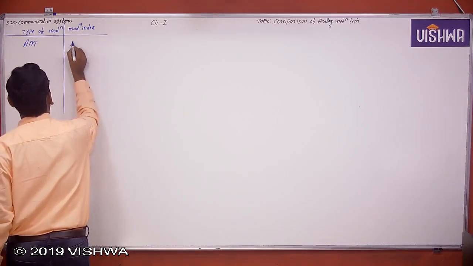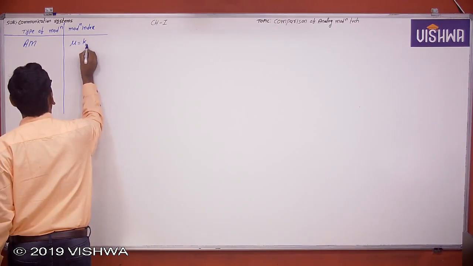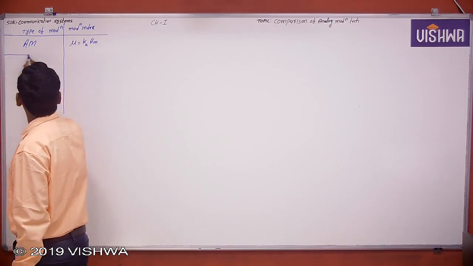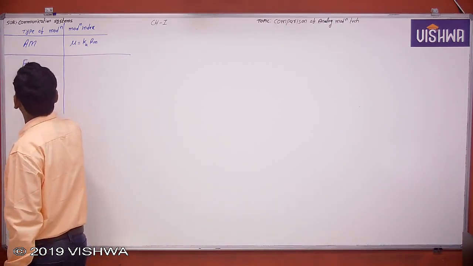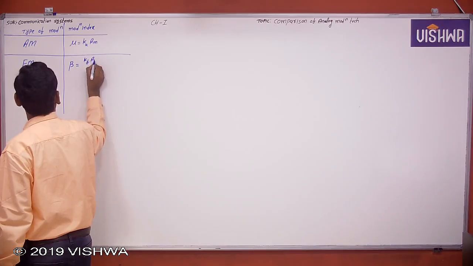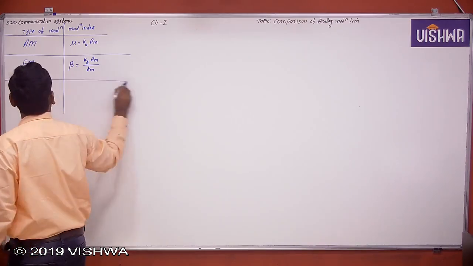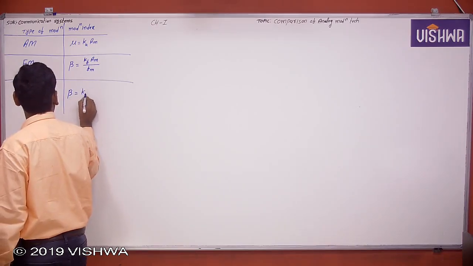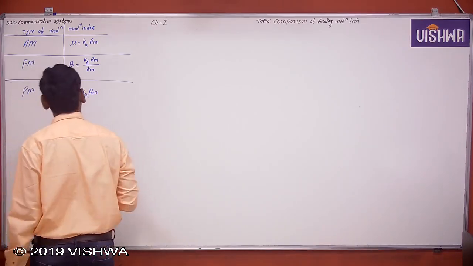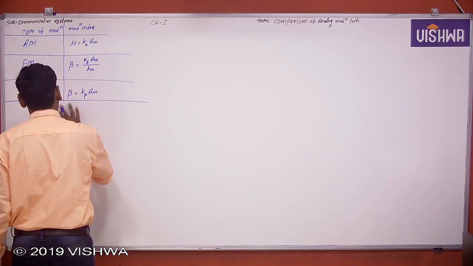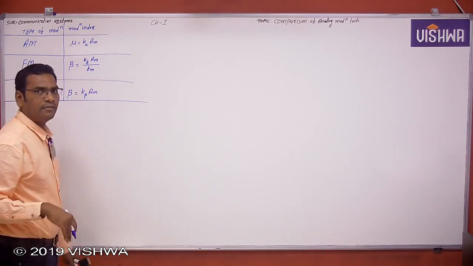In AM, the modulation index mu is equal to Ka into Am. In FM, the modulation index beta is equal to Kf into Am by fm. In PM, the modulation index beta is equal to Kp into Am. So with respect to modulation index, what should be the common points?